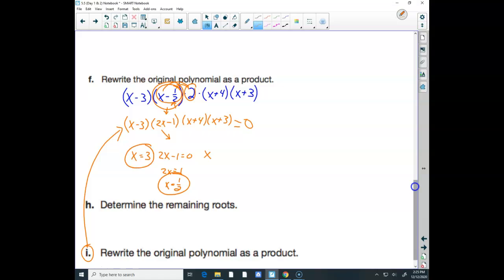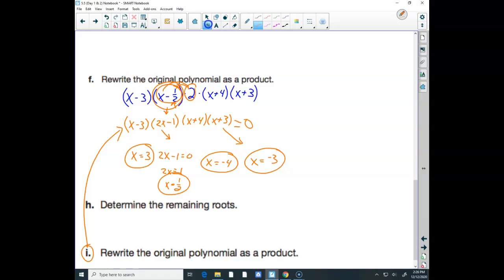And I have x minus 4. And I have x minus, or equals, why did I do that? Because I'm trying to make your video shorter. But this is, did it again. This is x equals negative 4. And this is x equals negative 3.